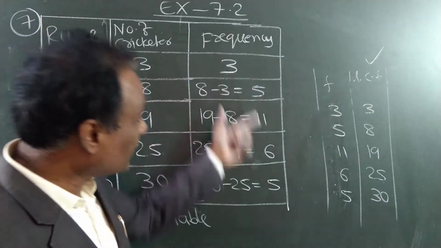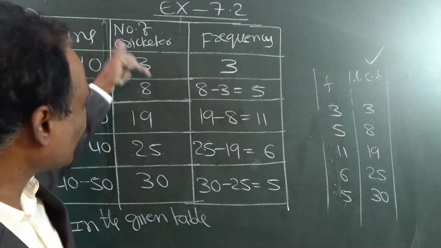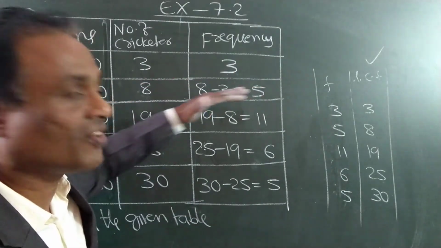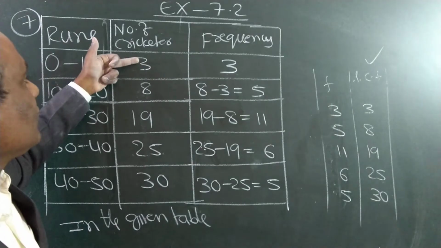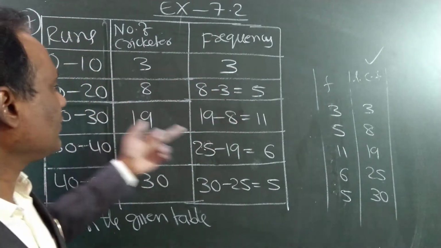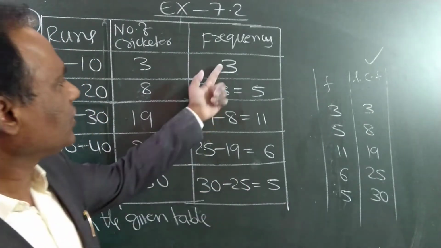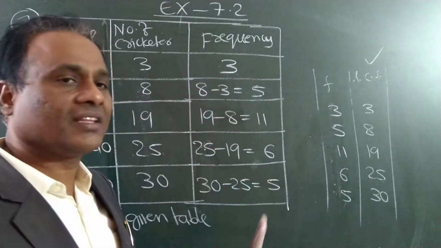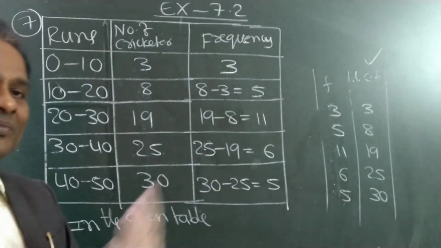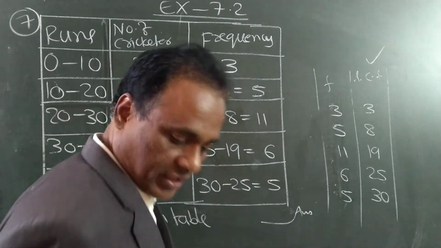We have to prepare the frequencies. How to prepare the frequencies? This is a sum. Sum is given, so to get the original value, subtract. 8 minus 3, 11 minus 8, 25 minus 19, 30 minus 25. That's all. 3, 5, 11, 6, 5 are the frequencies. Write down, students.